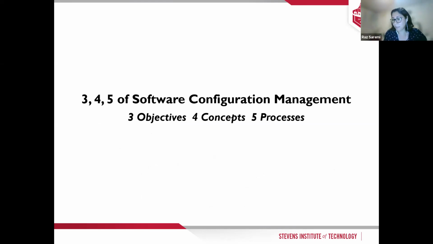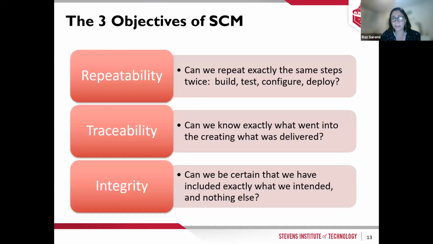With that, now we can focus on the objectives, concepts, and processes. From the definition, what were the objectives? One was the repeatability that Dave said. What are the other two? Traceability and integrity. Exactly, traceability and integrity. So we want to make sure that the system is repeatable, then it's traceable, and then it has the integrity of what we want it to do.